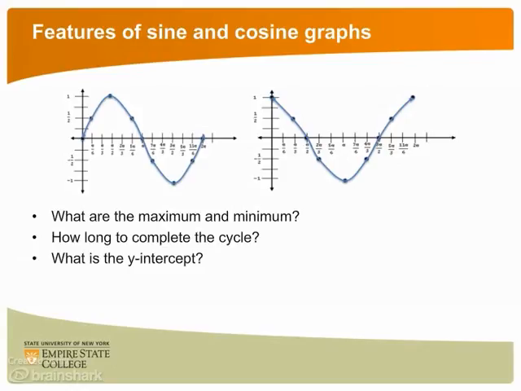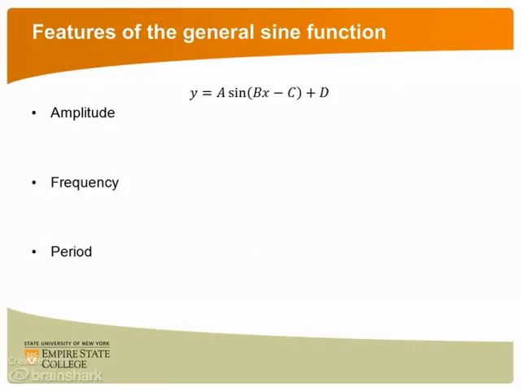The sine graph has a y-intercept of 0. The y-intercept for the cosine graph is its maximum, 1. But how can we generalize these features? The features of a trigonometric function can be defined based on its equation. We will use a sine function as our basis, but the definitions are exactly the same for a cosine graph.